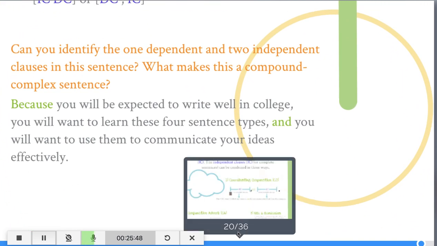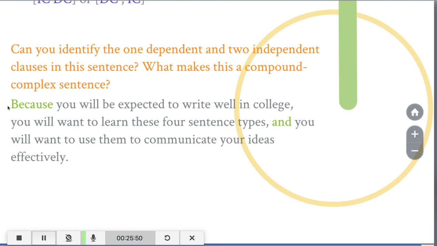Now, take a look at this sentence, okay? Let's see if we can find the one dependent and two independent clauses. Okay, so think about this. One dependent and one independent clause make a complex sentence. Then if we connect that with another independent sentence, it's going to make a compound complex sentence. So already, from seeing this word "because," I know this is going to be a complex sentence.